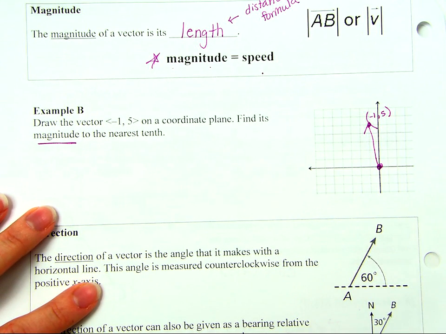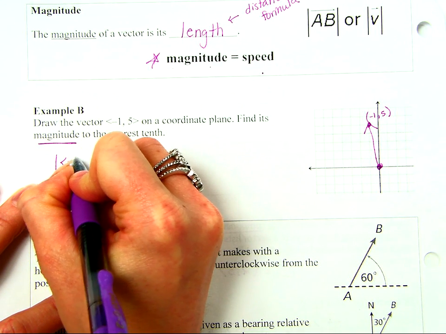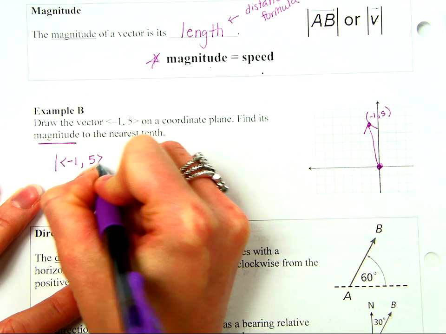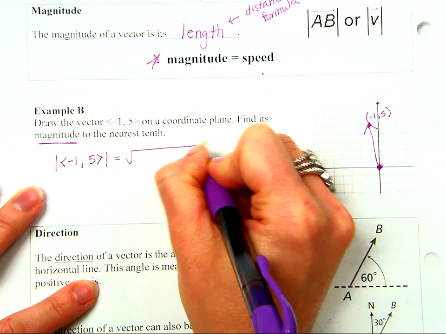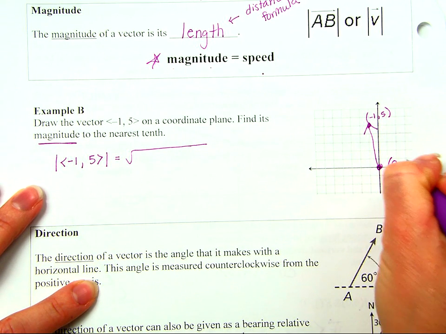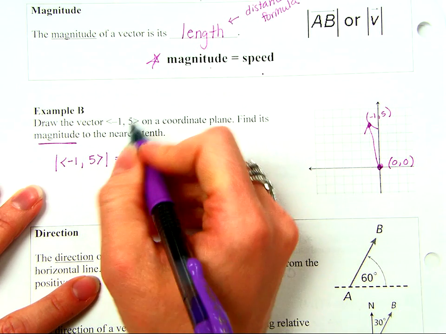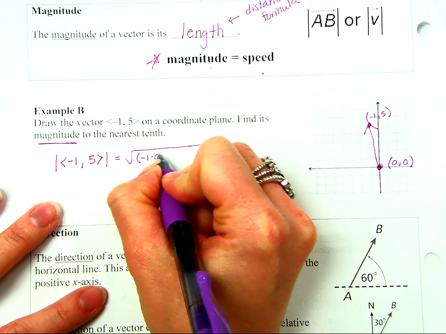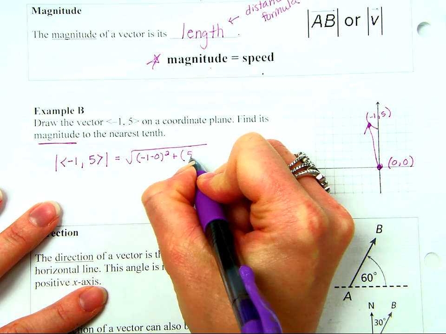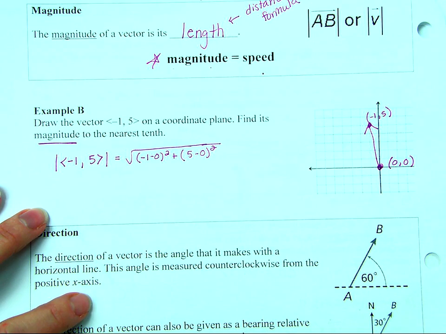If I wanted to think about the magnitude, you might see it written like this when they're asking you to find the magnitude. Well, we know we need the length, and to find our length, we are going to use the distance formula. We have an initial point of (0, 0) and a terminal point of (-1, 5). So if we plug in our numbers, x minus x quantity squared plus y minus y quantity squared, and we need the square root of all of that.